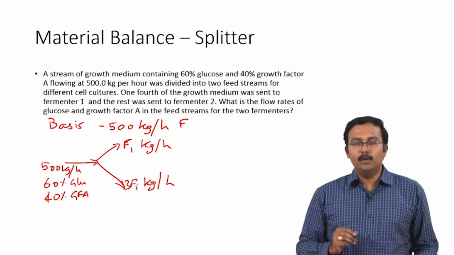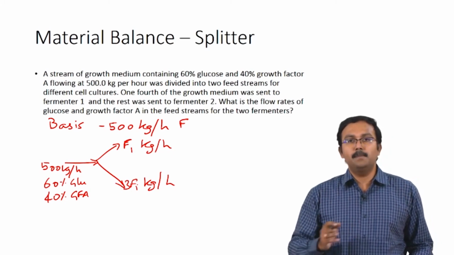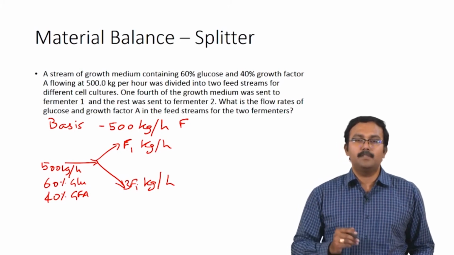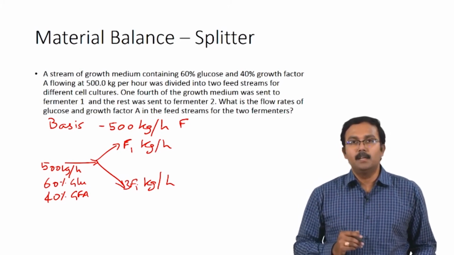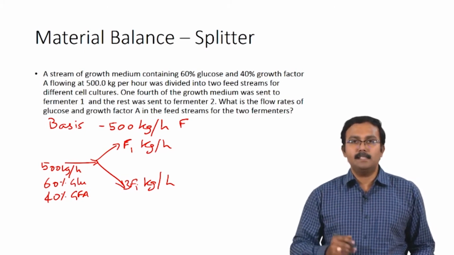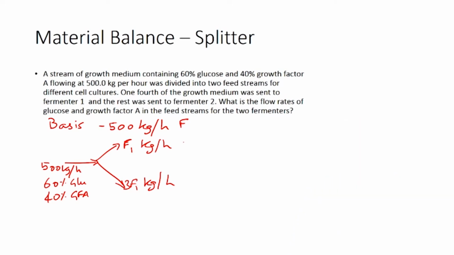As we already know, the splitter makes sure that the flow is split into multiple streams, but it does not affect the concentration of the substances present in the stream. This means these two exit streams would also contain 60% glucose and 40% growth factor A. So the concentrations or the compositions of these two streams are 60% glucose and 40% growth factor A. The same goes for the second stream also.